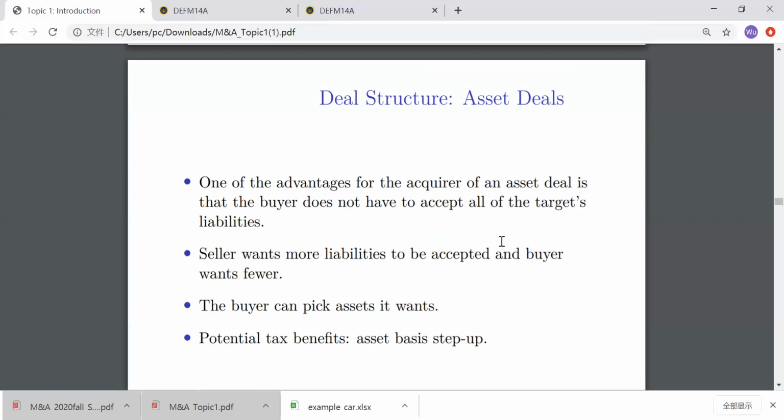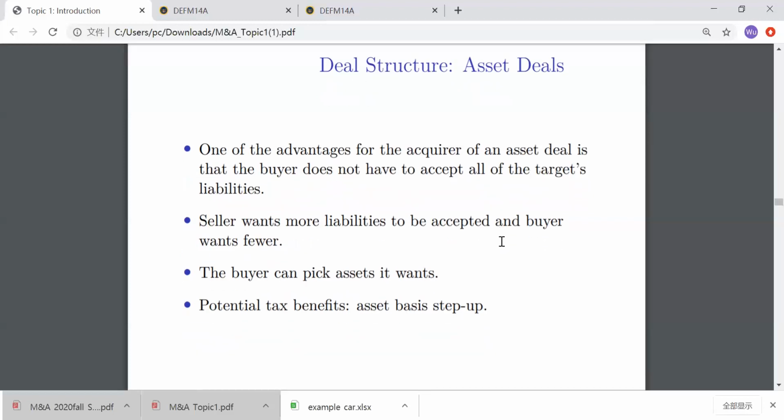But the seller wants more liability to be accepted. If the buyer doesn't want to take care of the liability, then the target or the seller has to take care of the liability before they sell the company to the buyer. In an asset deal, the buyer can also pick the assets it wants. For example, I want this factory, I don't want that subsidiary. So that's why an asset deal is good news for the buyer, but bad news for the seller.